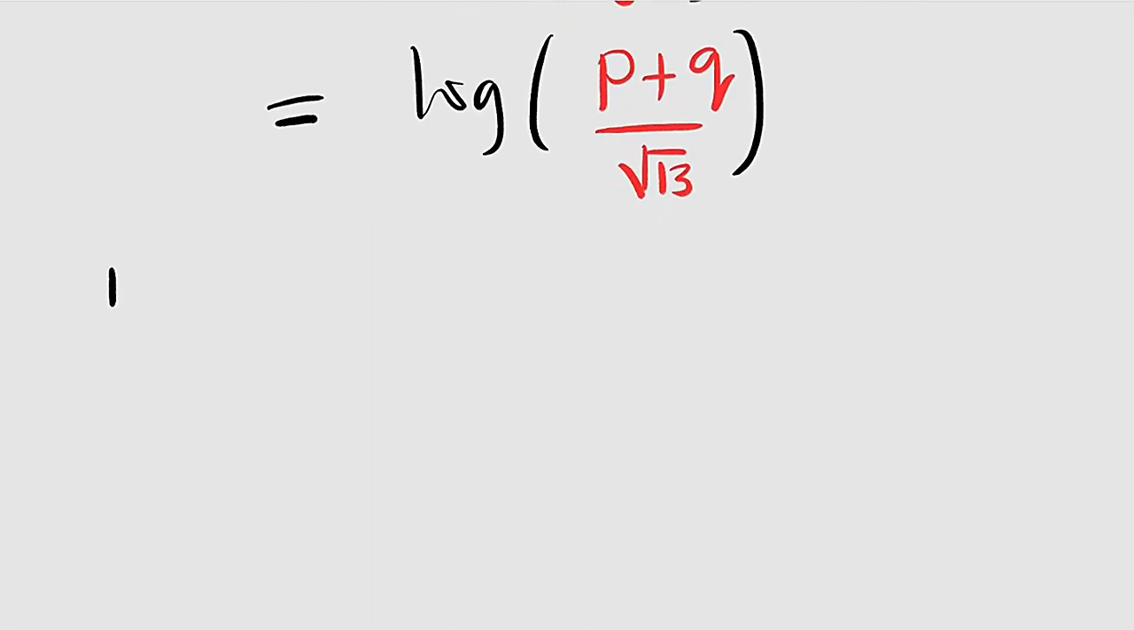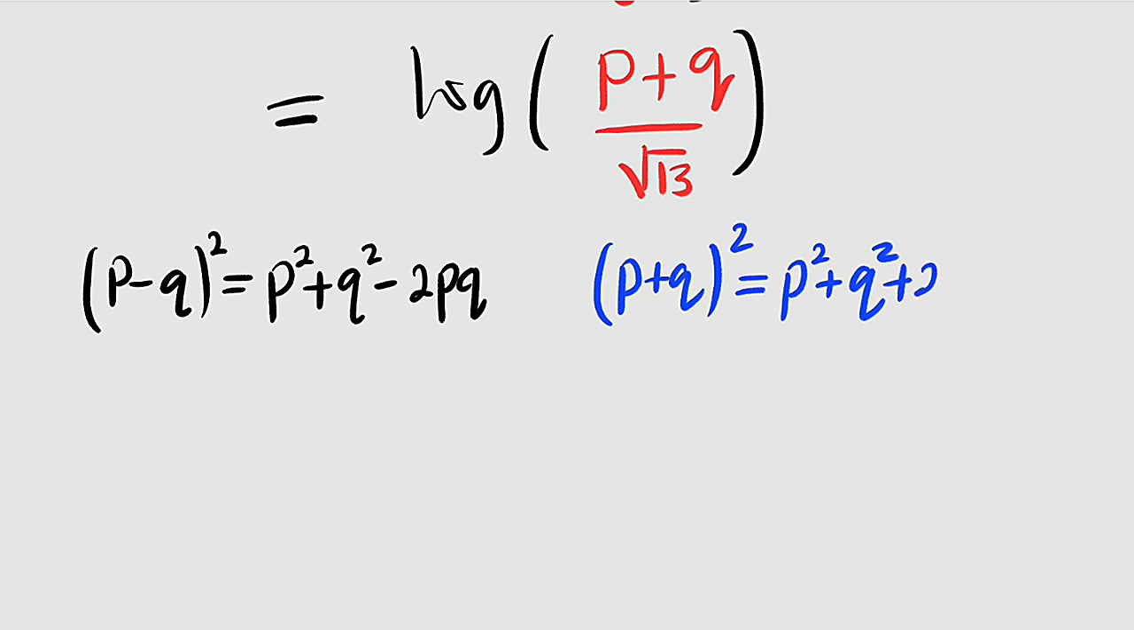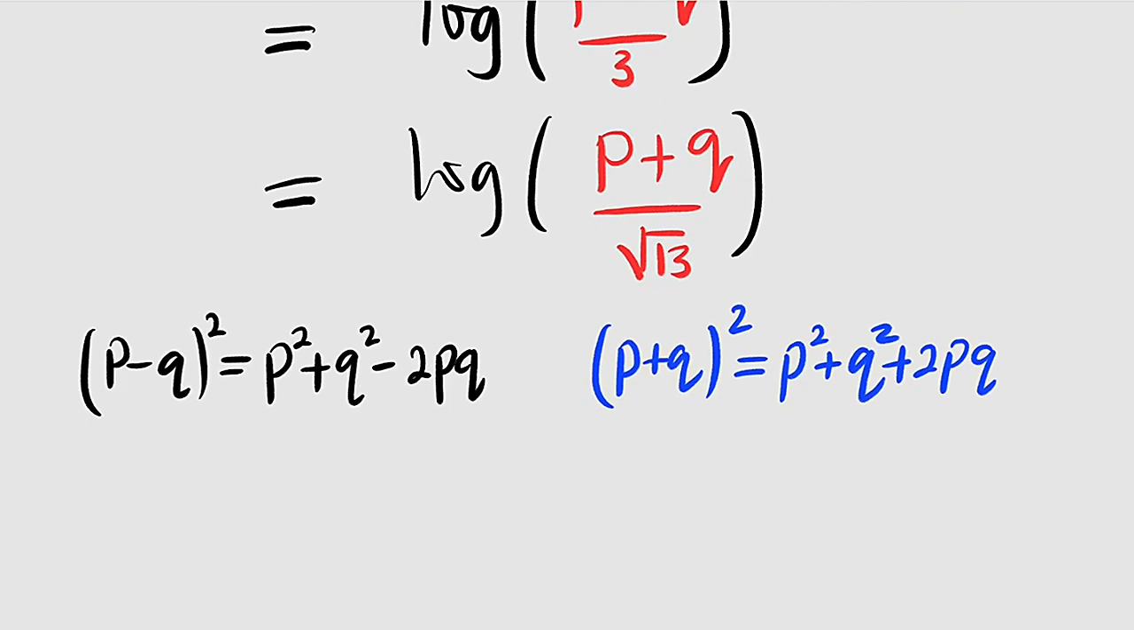So if I have p minus q all squared, this will give me p squared plus q squared minus 2pq. Likewise, if I square p plus q to the power of 2, this will give me p squared plus q squared plus 2pq. Can you see that? In both cases, we have p squared plus q squared. But we have it in our original equation as what? 11pq. So let's substitute it.